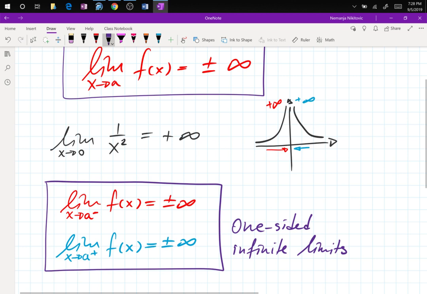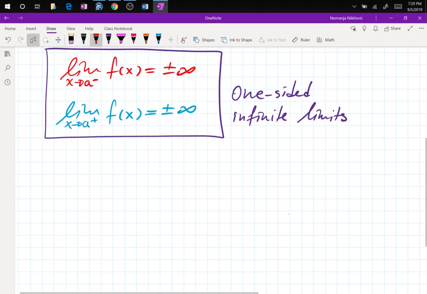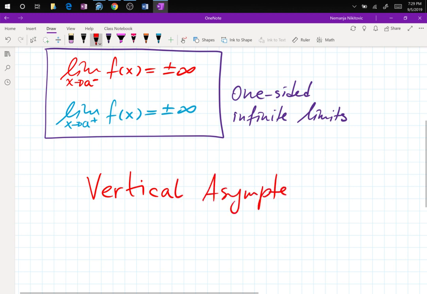I have nothing else to say. That's it. Now the bigger part of this lecture is the application of these. There is something in mathematics that is extremely important, and it's defined by these limits. And its name is vertical asymptote. I was hoping someone would know it. Dramatic pause right there. Vertical asymptote.